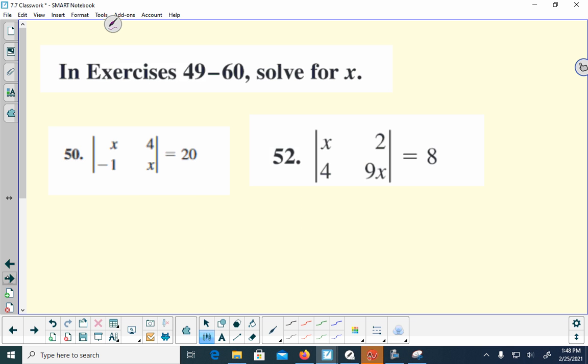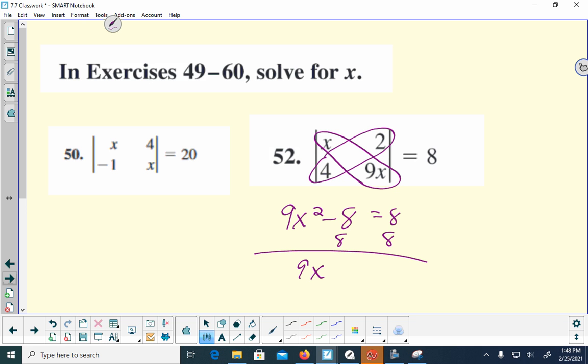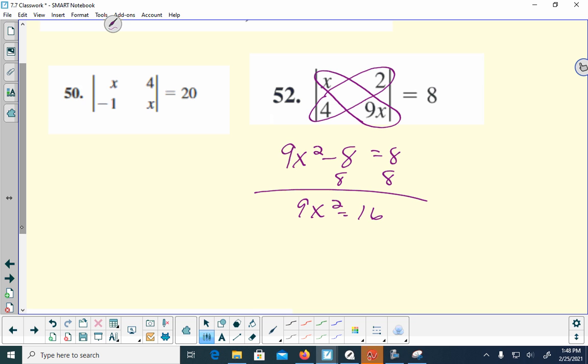I am going to solve for x knowing that the determinant is equal to 8. So 9x times x will be 9x squared minus 4 times 2, which will be 8, is equal to 8. I'm adding 8 to both sides, and I'm going to get 9x squared is equal to 16. Divide both sides by 9, because before I can take the square root, I should have it isolated on one side by itself. I'm going to get x squared is equal to 16 over 9.